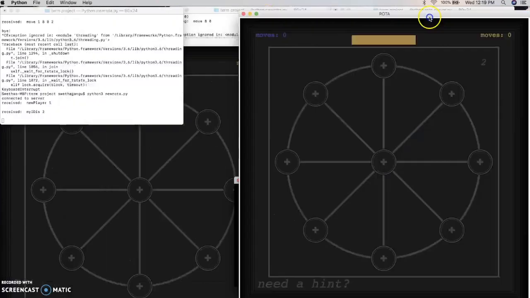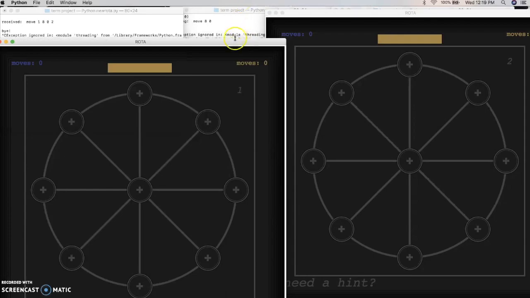Okay, there we have player 2 connected, player 1's already connected, and then they would just be able to play each other.